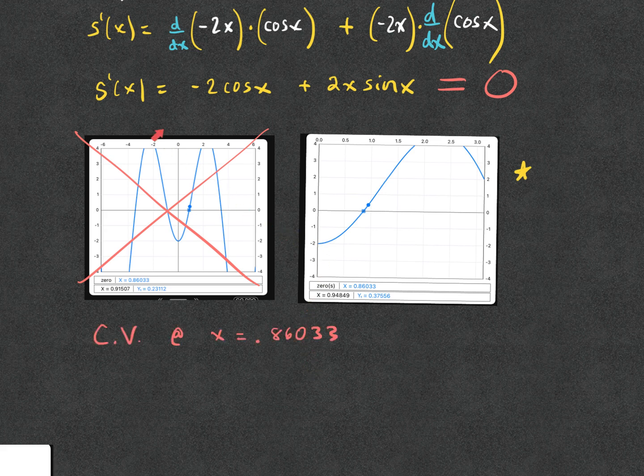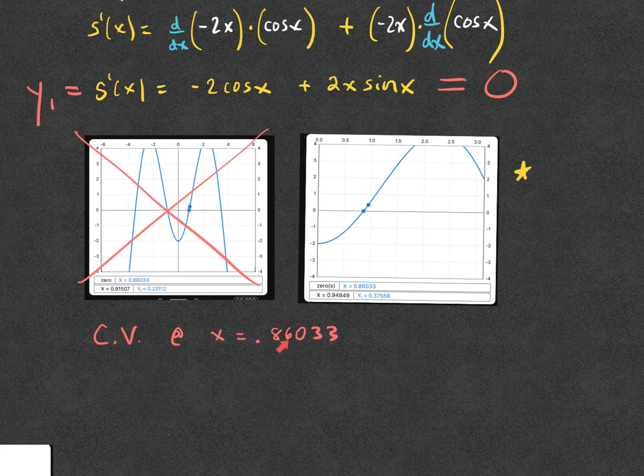Now in my calculator, we're using Y1 for our first derivative. So if we just show that the first derivative is equal to 0 when x is 0.86033, that's a critical value.